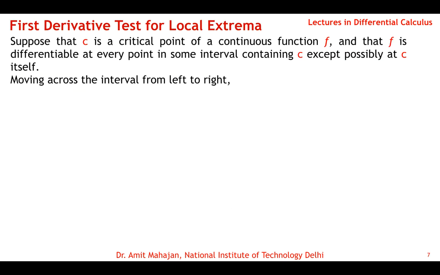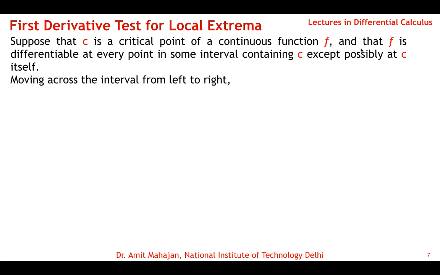So the second result is the first derivative test for the local extrema. Local extrema means the local maxima or the local minima. Now how can we utilize the first derivative to find the points of local maxima or local minima? Suppose that C is a critical point of a continuous function f.